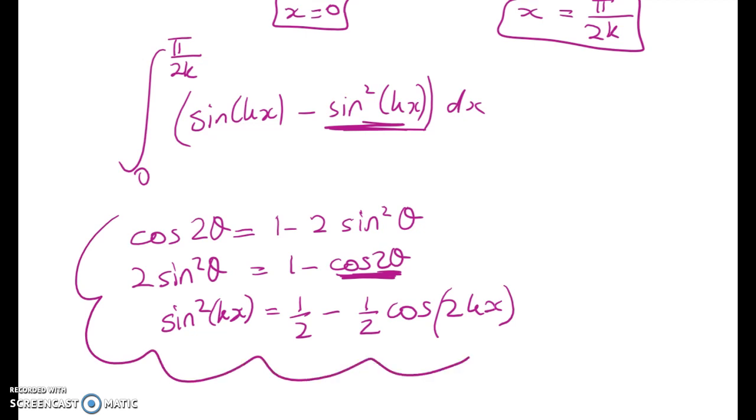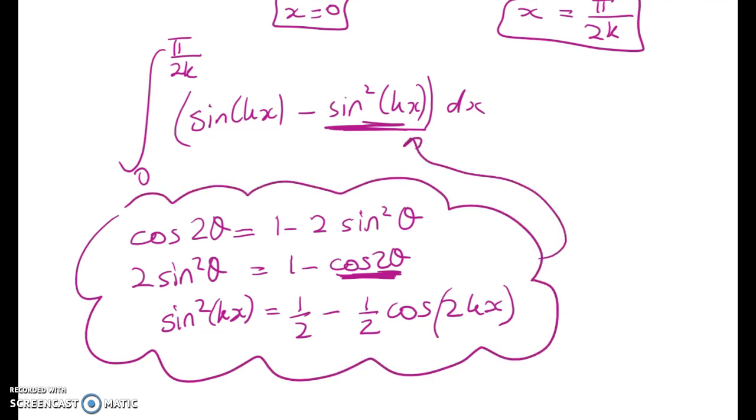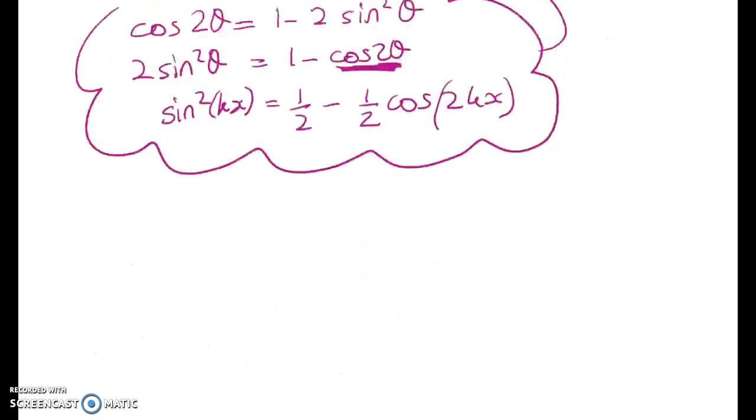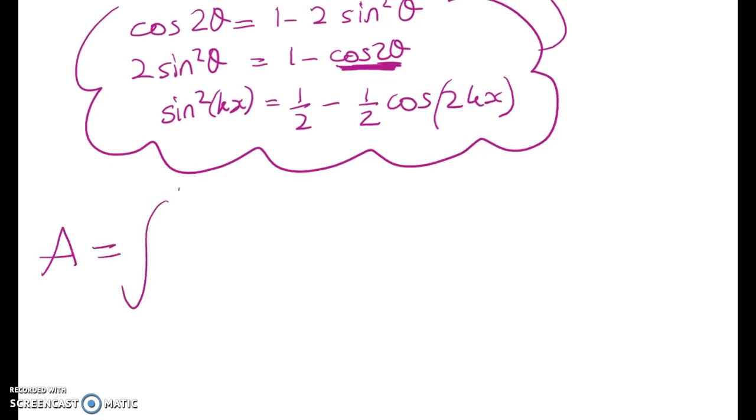So I've done that bit of working in a little box. Now I'm going to substitute this back into here. So we'll call this a. We can rewrite it now as a is equal to this integral. So sine squared of kx is going to be easy to work with. And now we've got this.